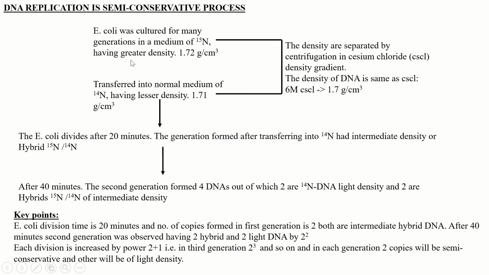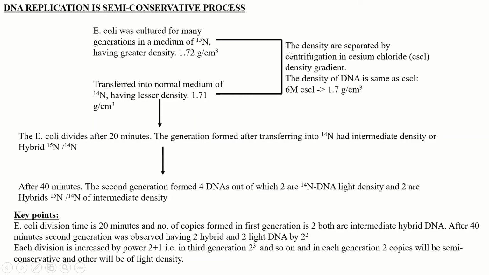Now what happens in the case of the semi-conservative process? This is again a very important slide. E. coli was cultured for many generations in a medium of N15, which is heavy nitrogen, and the heavy nitrogen has a density of 1.72 gram per cubic centimeter.